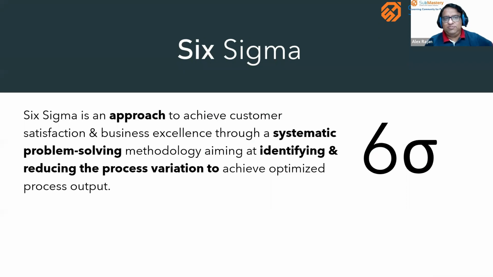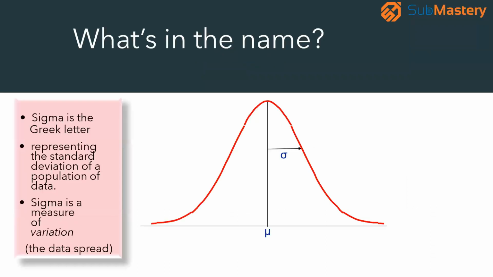Six Sigma methodology focuses more on systematic problem solving. In systematic problem solving, we are trying to identify and reduce process variation so that an optimized process output can be given to the customers. So we are trying to achieve customer satisfaction or business excellence through systematic problem solving in Six Sigma. Six Sigma is usually denoted with six as a number and sigma as a symbol, a Greek letter. Sigma is a Greek letter used to represent the standard deviation of a population.